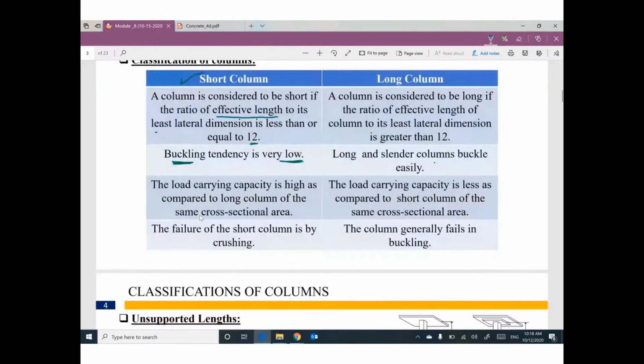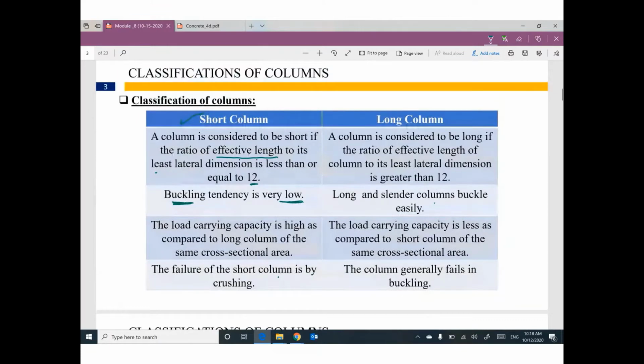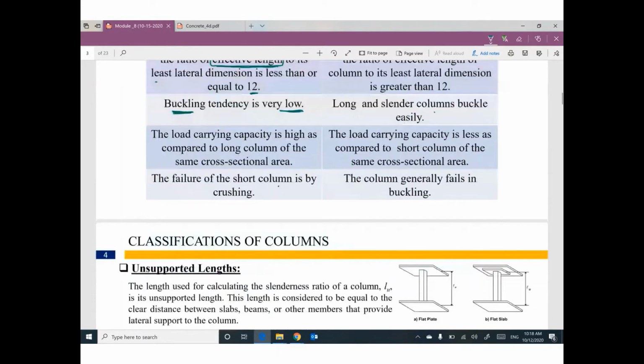Failure of the short column is crushing of concrete. Failure in the long column is due to buckling. Guys, I talked here about something called effective length. What is the meaning of effective length? Is it the length of the column? Is it the height of the column? No. We have some concepts here. We need to consider them.